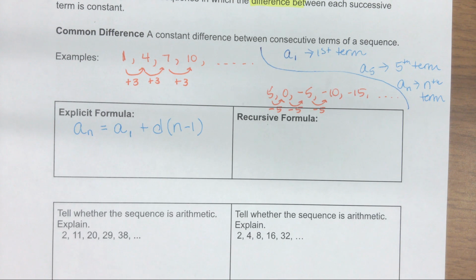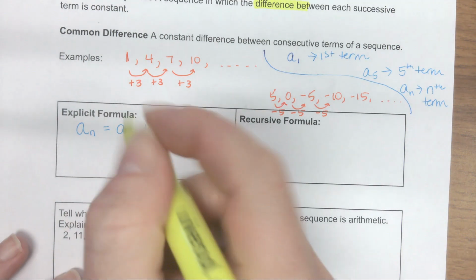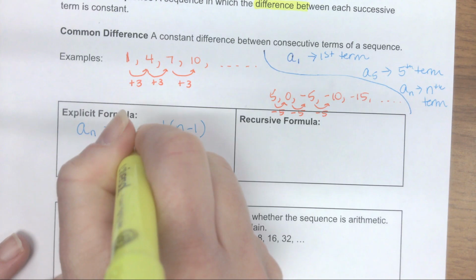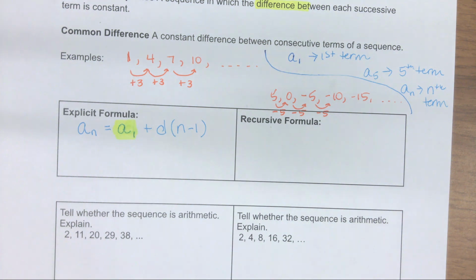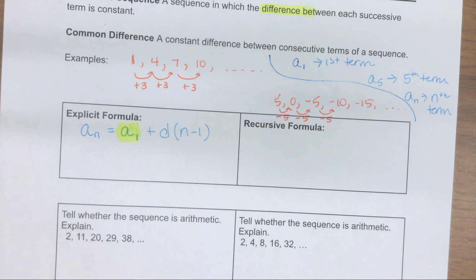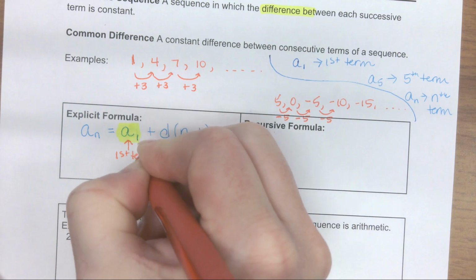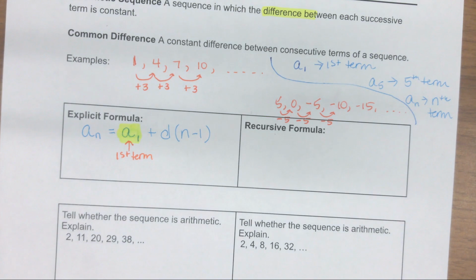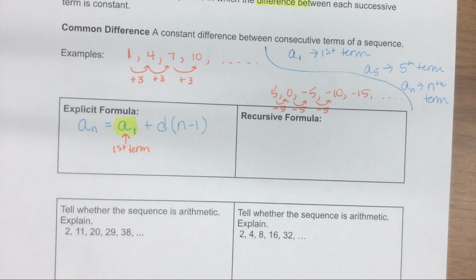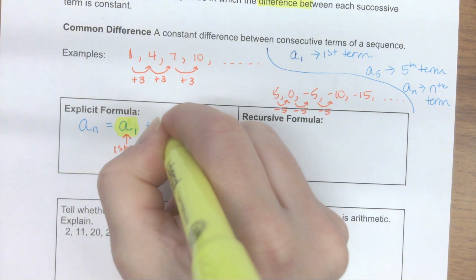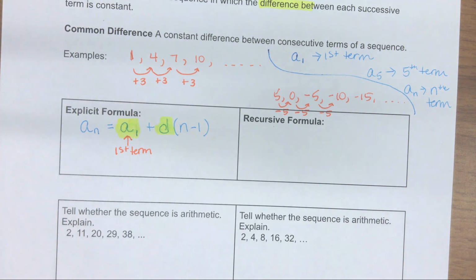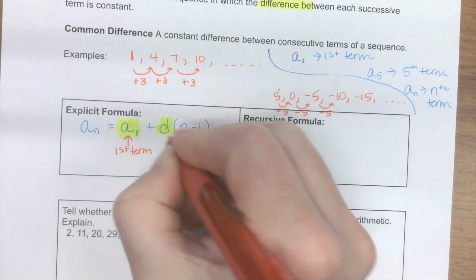It might be helpful to have a highlighter. If you don't have a highlighter, I'd like you to box the things that you're going to actually put into the equation. A sub 1, because you're going to know what that is. A sub 1 is going to be the first term. You're going to also put in D because D is going to be your common difference.